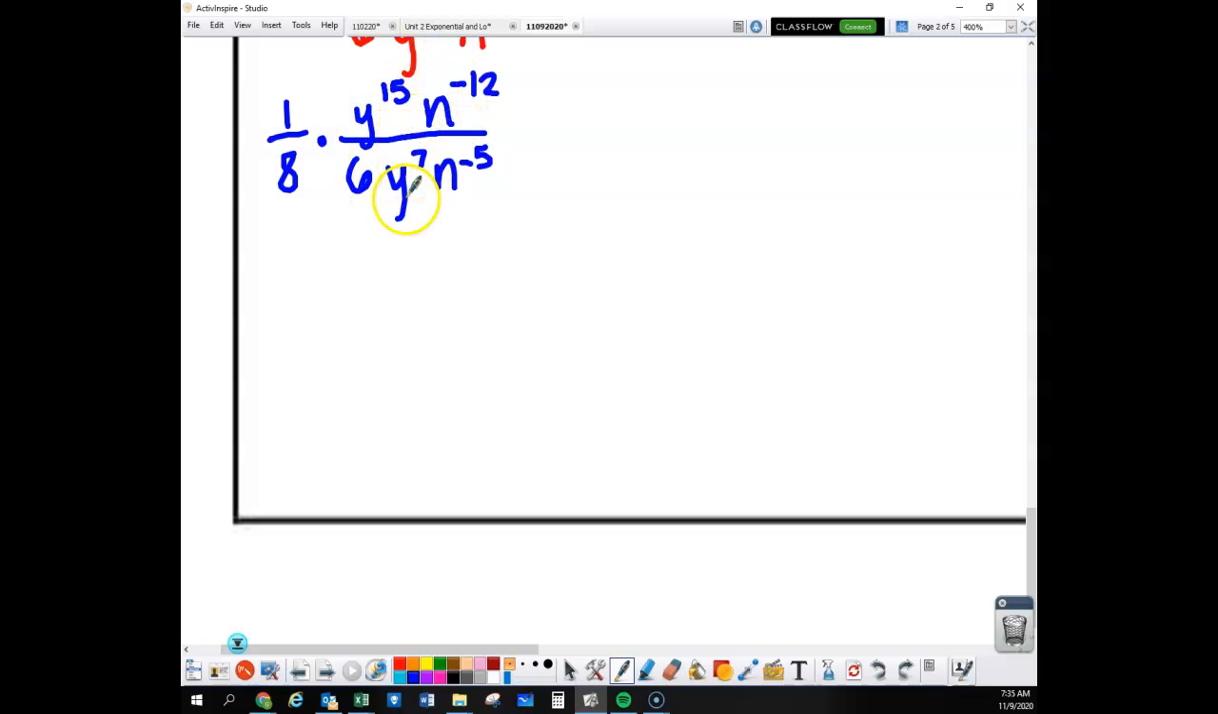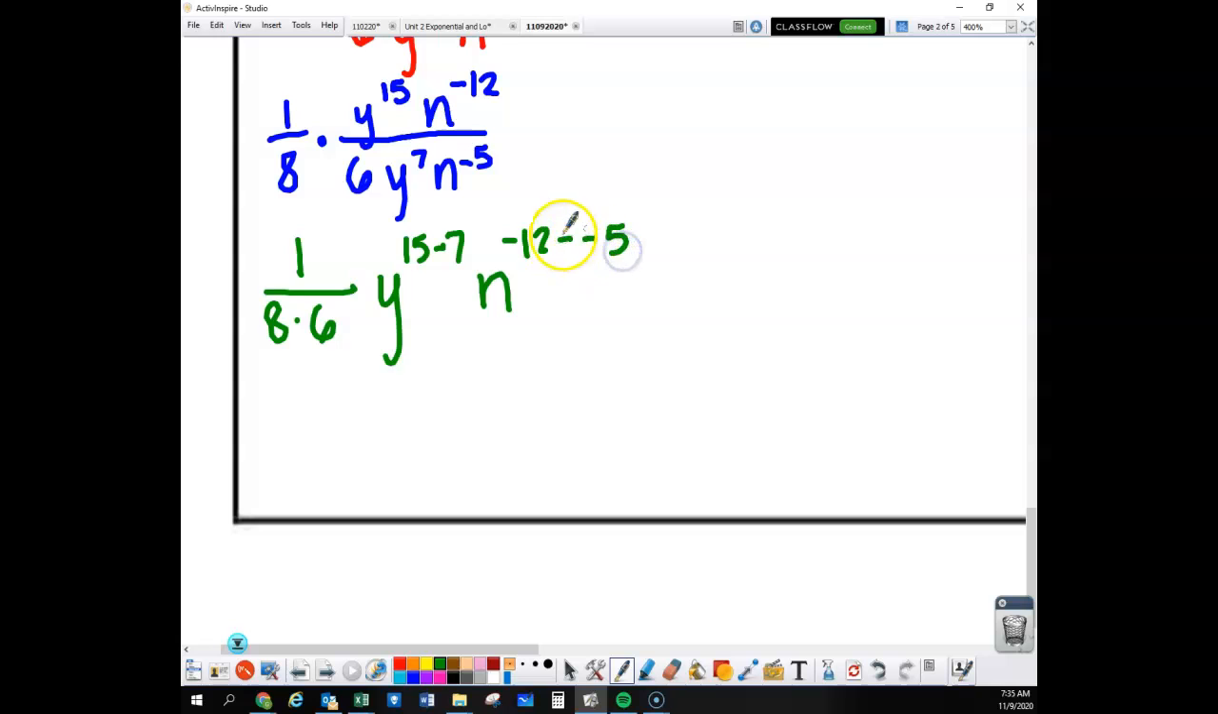Now, this is where the whole canceling kind of gets confusing because I have negatives all over the place. So what I would do is I would just subtract. So I'm going to bring this 6 out to the front with this coefficient. So I'm just going to leave that as 1 over 8 times 6 and then worry about the variables. So I have 15 on top, 7 in the bottom, so that's 15 minus 7. And then I have -12 on top, so that's -12 minus -5. So don't forget, there's two negatives now, because it's -12 minus -5. Be careful with that.